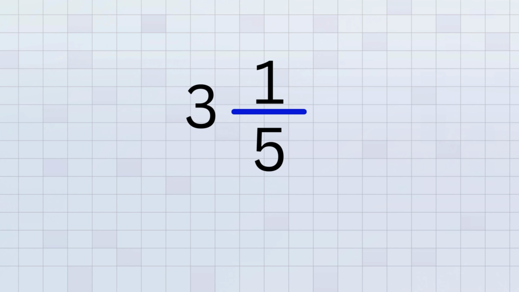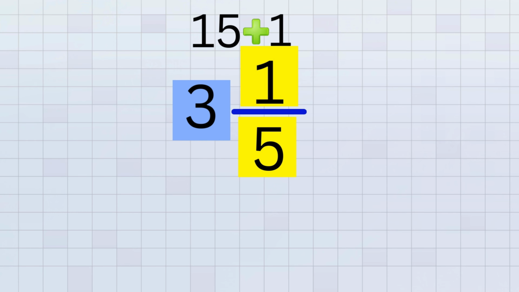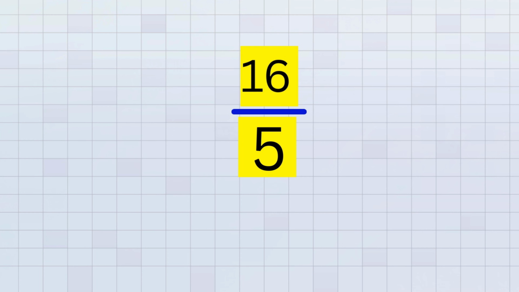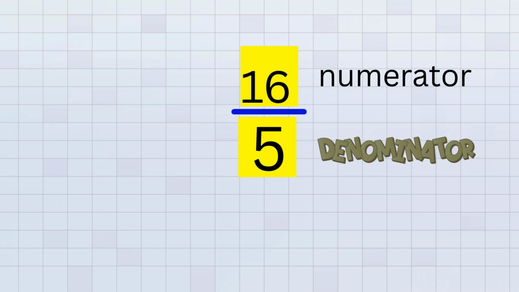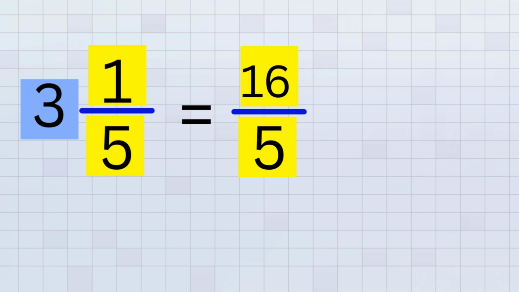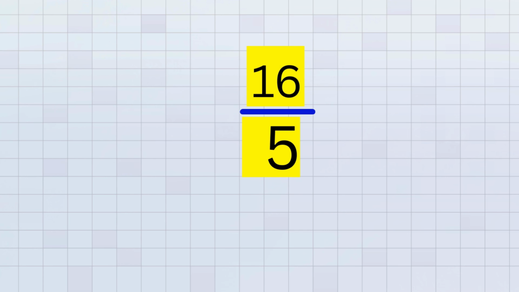Check this one, 3 1/5. Multiply the denominator, 5, by the whole number, 3. 5 times 3 equals 15. Now add the numerator, which is 1. 15 plus 1 equals 16. That becomes the new numerator. The denominator stays 5. So 3 1/5 is the same as 16/5.